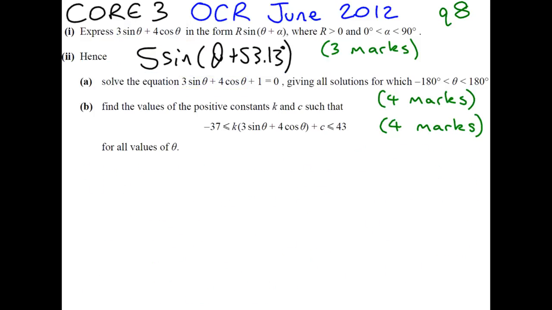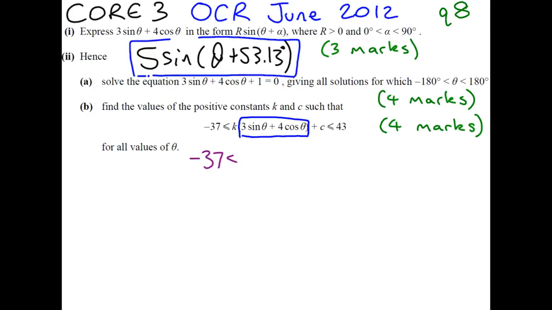In part B of the question, we are going to still follow on from the first part that we did, and we're going to have to use this expression again. Now if you notice, we've got our original expression, 3 sine theta plus 4 cos theta. We're going to substitute in our newfound expression. So minus 37 is less than or equal to 5k, which is going to bring our 5 up to front, sine theta plus 53.13 degrees plus c is less than or equal to 43.